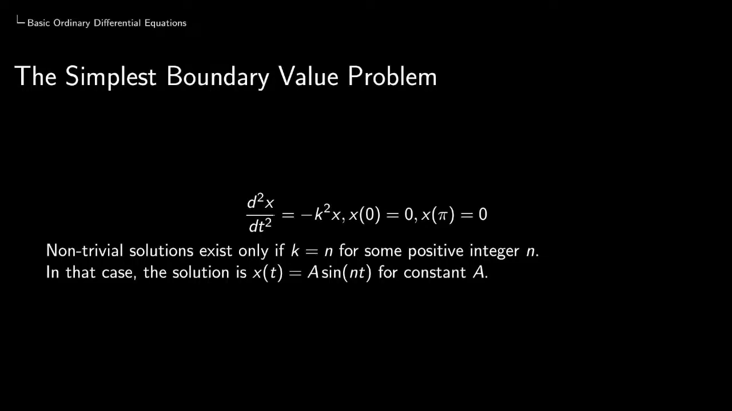0 equals 0 is not a particularly interesting solution. It's a trivial solution, as we like to call it. The only time a non-trivial solution will exist is if k is equal to some positive integer n, in which case, with these boundary conditions, the solution to this problem is a times sine of nt for some constant a.